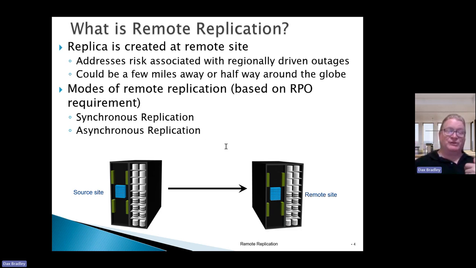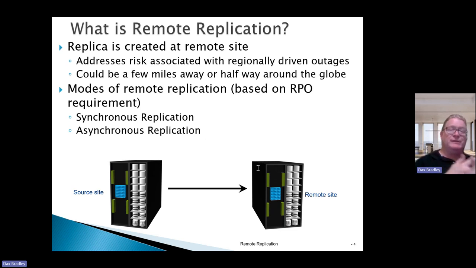Now, asynchronous replication introduces a slight delay between the write operation at the primary site and the replication to the remote site. Data is usually collected in batches or chunks based on a predefined schedule before sending it out to the remote site. Asynchronous replication provides greater flexibility in terms of latency, and it's often more suitable for greater distance scenarios where minimizing the impact on application performance is a priority.